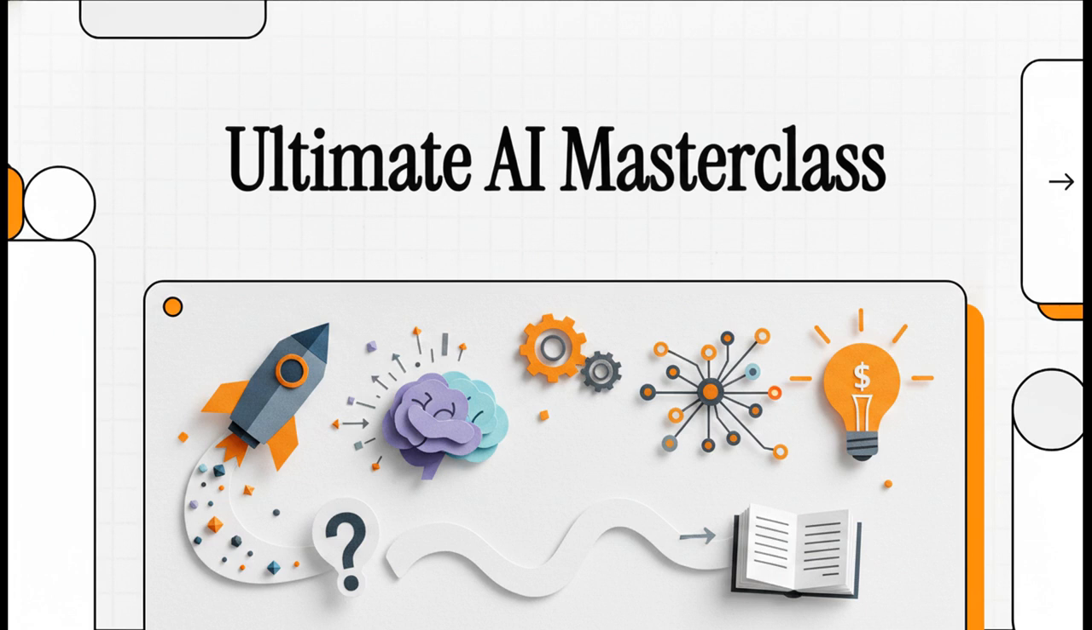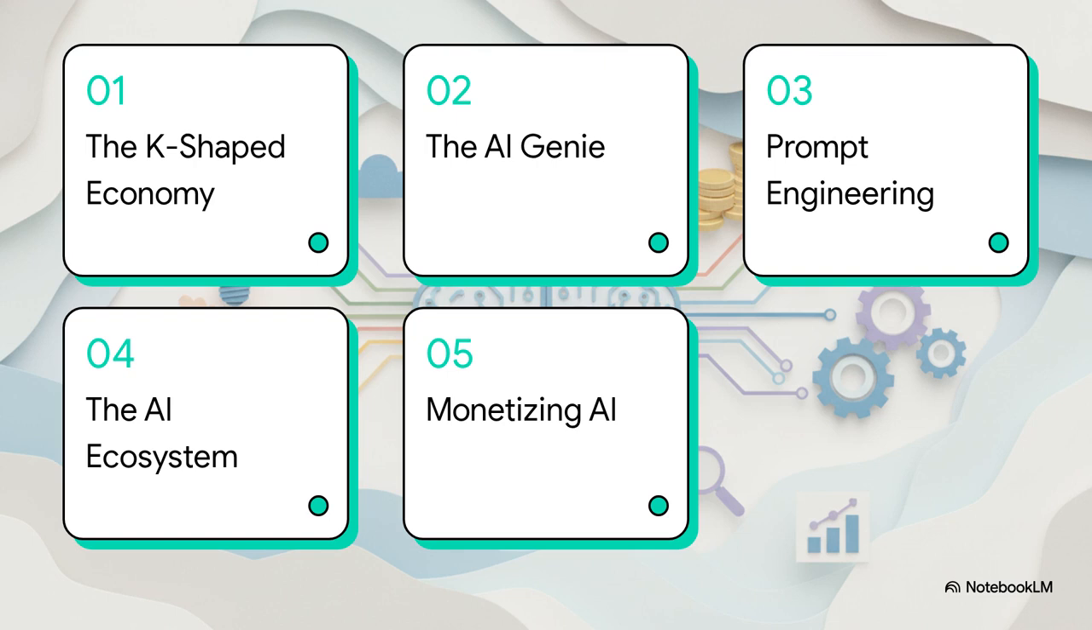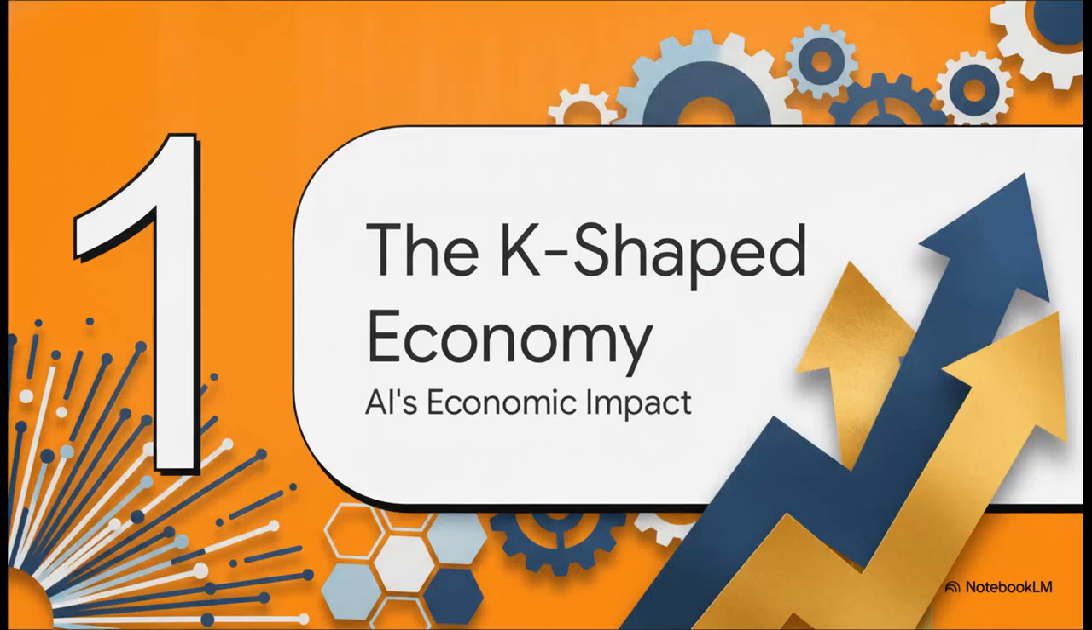So let's dive right in. Here's our roadmap for today. We're kicking things off with the K-shaped economy. Then we'll demystify the tech with the AI Genie, master prompt engineering, explore the AI ecosystem, and finally, we'll wrap up with monetizing AI.